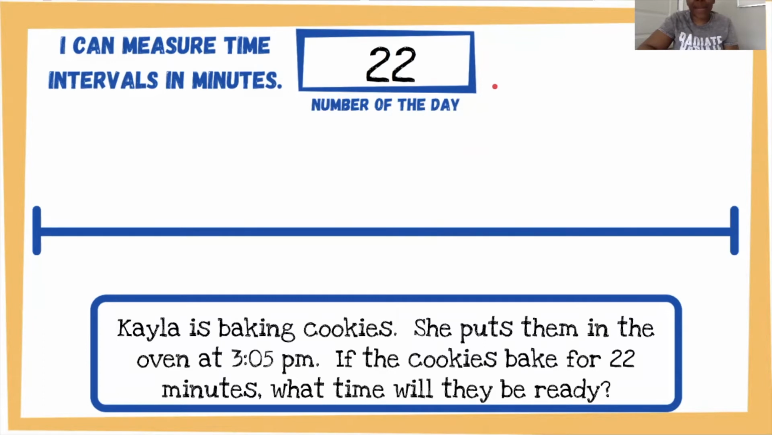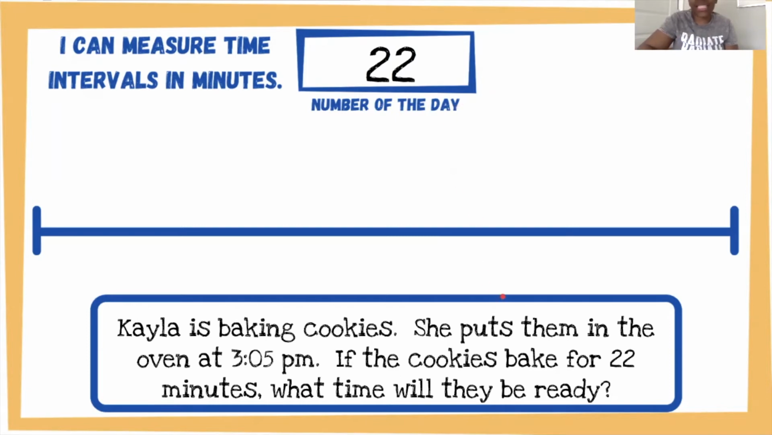Kayla is baking cookies. She puts them in the oven at 3:05 p.m. If the cookies bake for 22 minutes, what time will they be ready? We are going to use the idea of a number line to help us find the answer to this problem. And so we are going to be looking at time in what we call intervals, which just means small pieces.